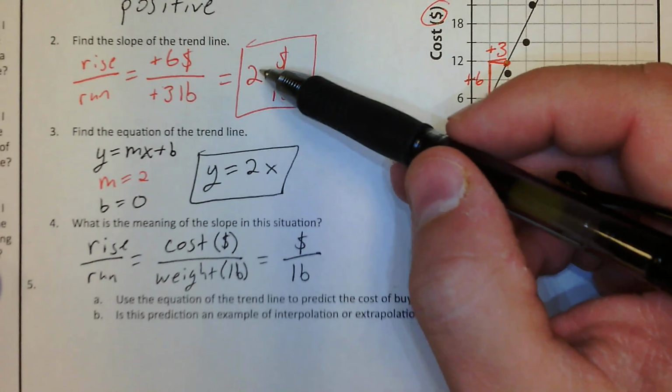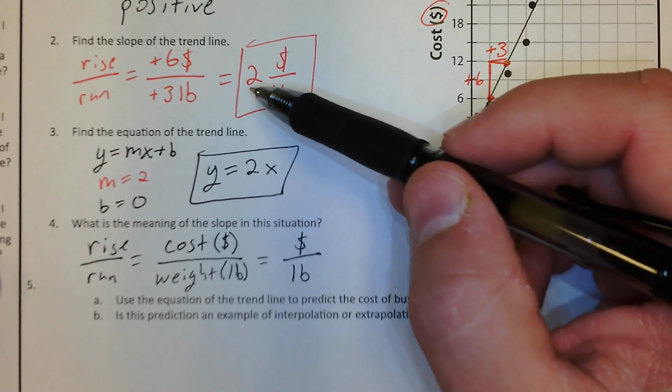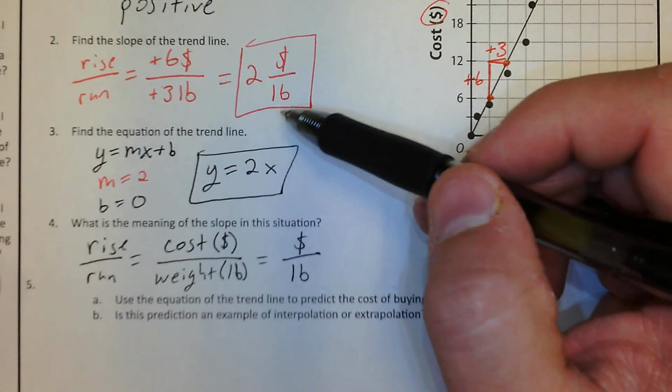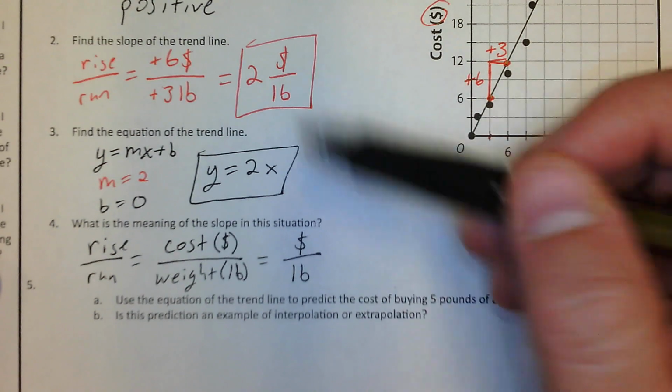So when I say my slope is 2, that's what I was talking about. Whereas it's actually going to be $2 of apple. So a pound of apples will cost you $2.